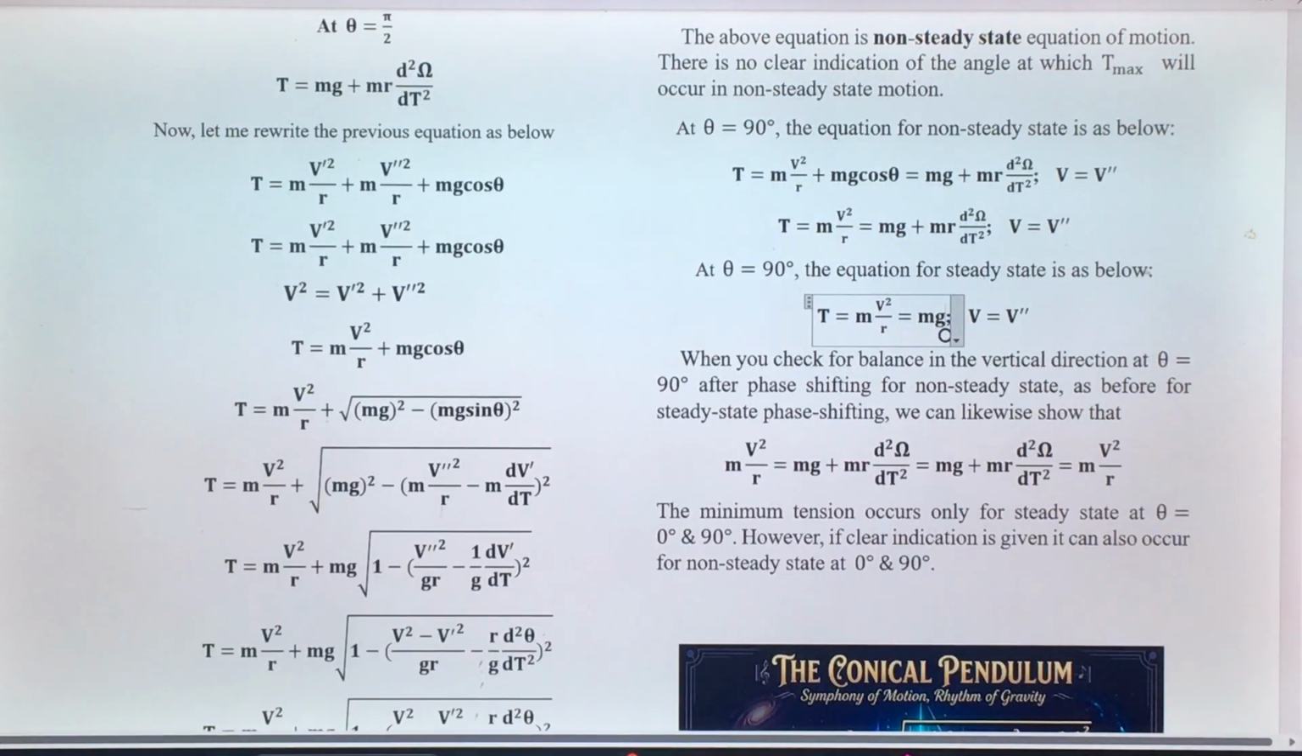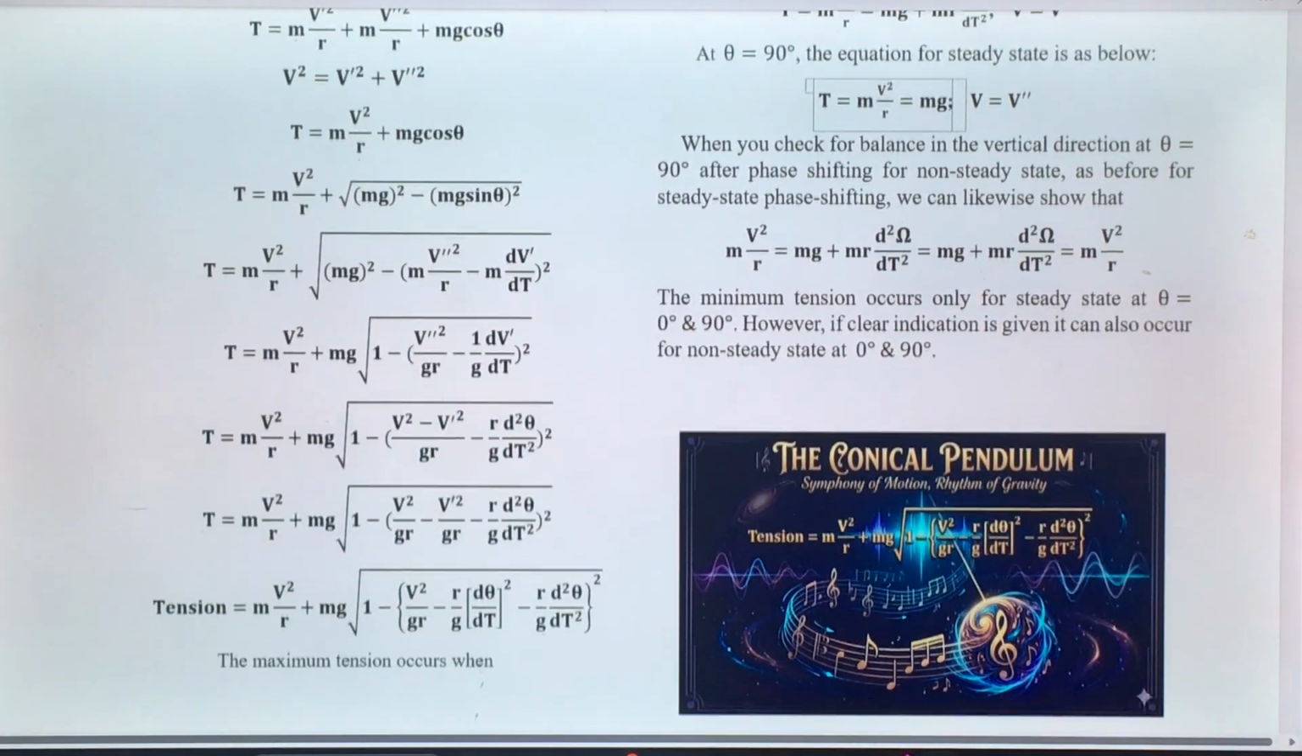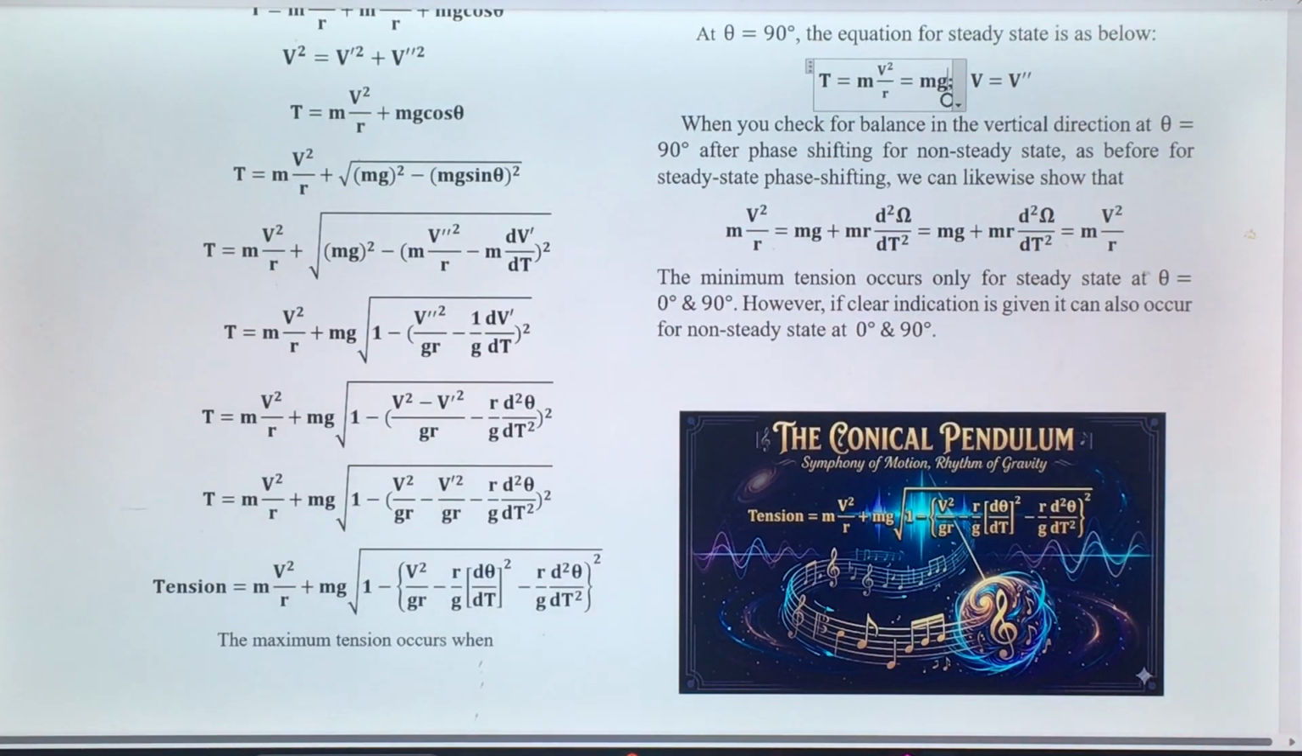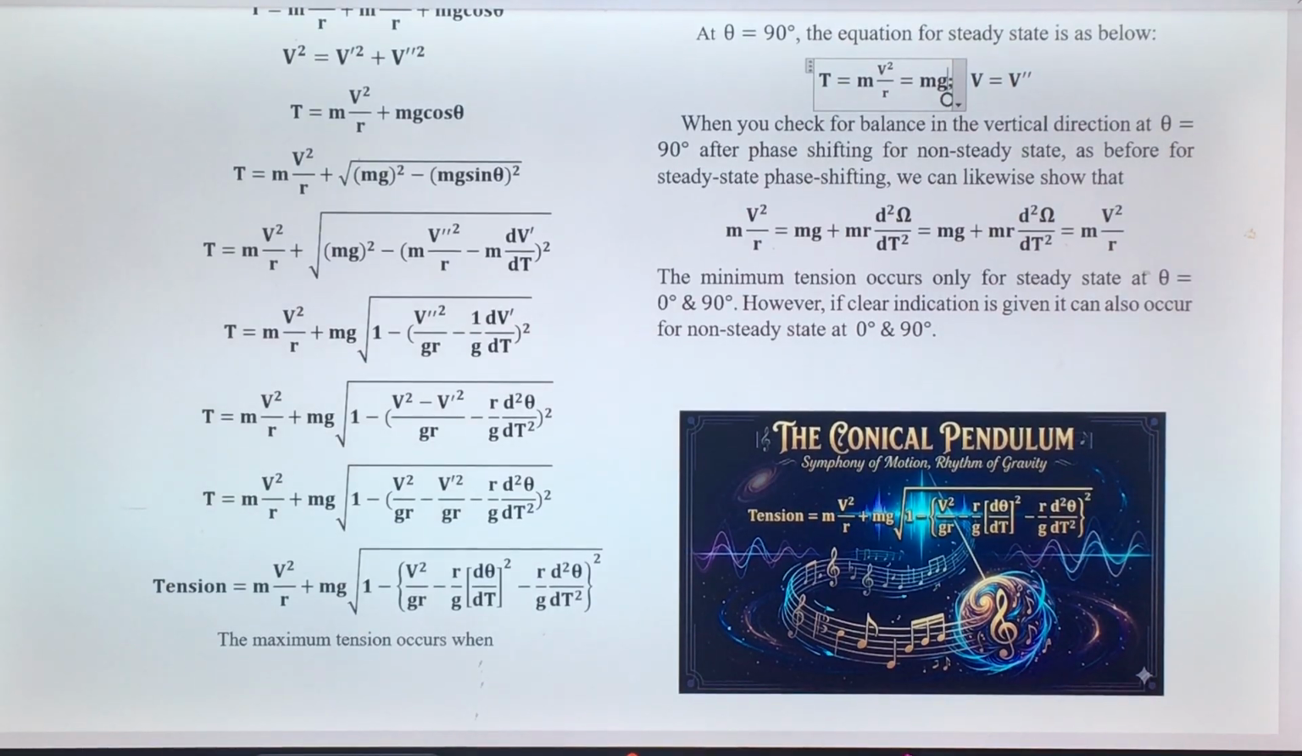The minimum tension occurs only for steady state at theta is equal to 0 and 90 degrees. And the minimum tension for the non-steady state I have already discussed above. However, if a clear indication is given, it can also occur for non-steady state at theta is equal to 0 degrees and 90 degrees.